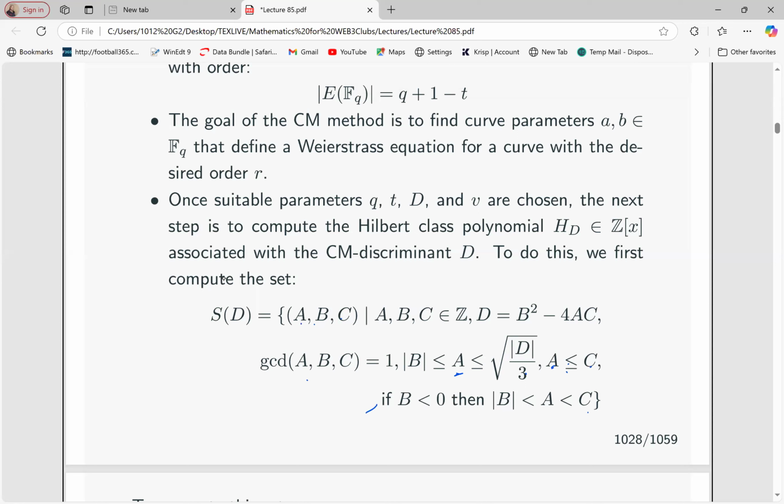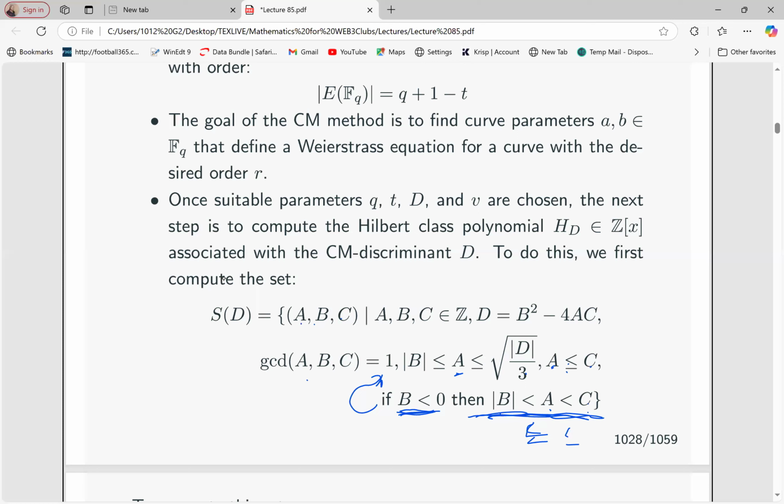So remember, these two are different. This is a case where B is negative. If B happens to be negative, then this condition follows: its magnitude must be less than A, and A must be less than C. This is not less than or equal to. So if B happens to be negative, then this must be true.